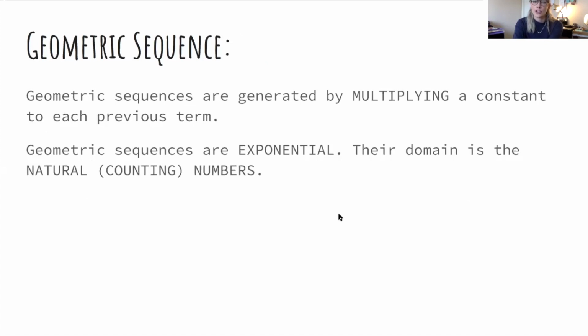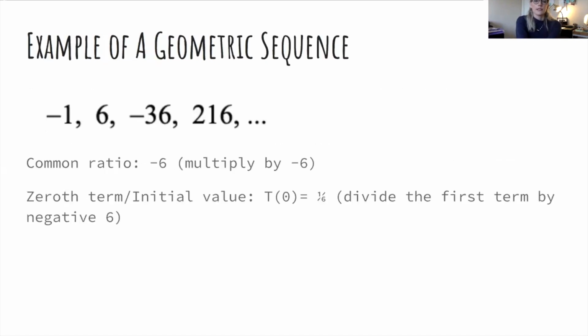Geometric sequences are generated by multiplying a constant to each previous term. Geometric sequences are exponential, and their domain is the natural or counting numbers. So geometric sequences are going to keep growing like this and not going to stop. The common ratio, and this right here is an example of a geometric sequence where we have -1, 6, -36, and 216. So we can see that they grow really rapidly. It starts off really small with -1, and then it keeps getting bigger and bigger and bigger. The common ratio right here is -6. We're multiplying by -6 to get from the first term to the next term.